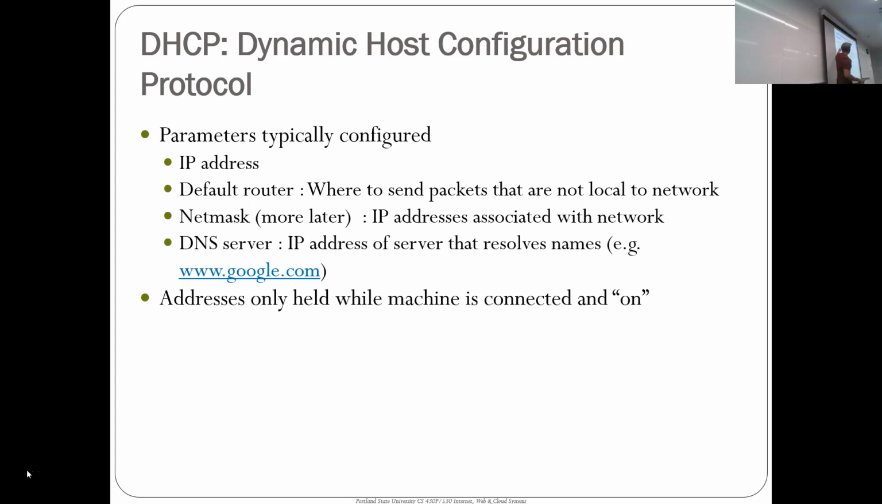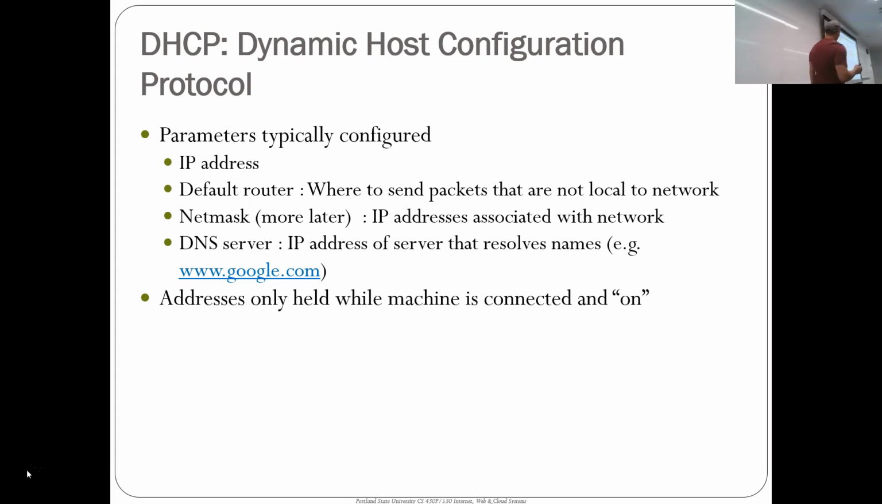The default router says if I have a packet and I know it's not destined for someone on my network, who do I send it to? Like, I know Google is not on my network. If I have a packet for Google, give me the place that I need to send that to, and that's the default router. And then finally, I have google.com and I don't know what the IP address is. I need something that can take google.com and give me an IP address. And that's the default DNS server, and it's specified as an IP address. Okay?